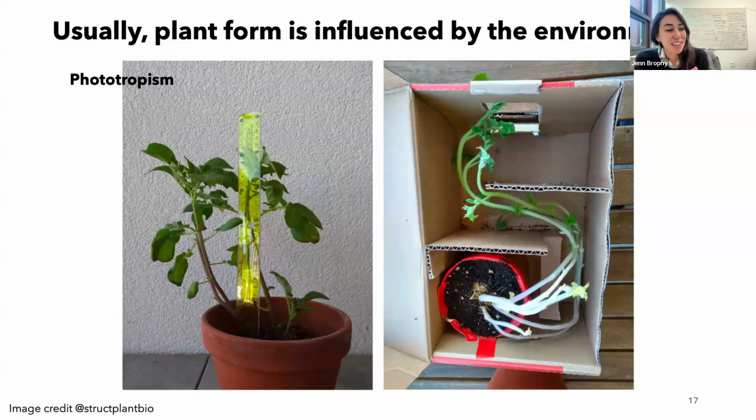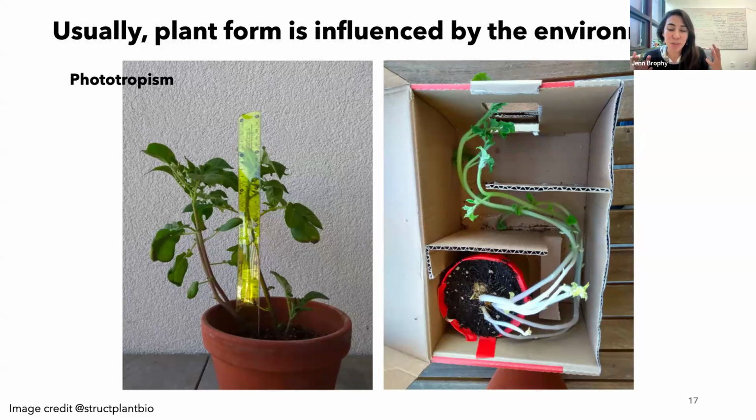This is a picture that I stole from Twitter, which shows a tomato plant growing outside in full sun. You can see it has this short, bushy structure. And then if you take this same type of tomato and put it into a low light quality environment, like this cardboard box that has a maze-like thing inside of it, you'll see that the plant starts to elongate its stem. It's searching for higher quality light.